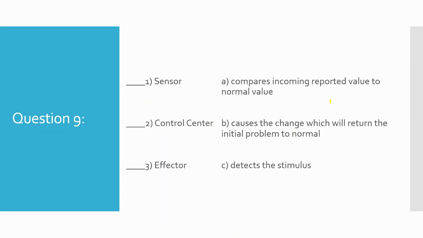All right, so let's quickly match up the three parts. The sensor is going to sense the changes, so it's going to detect the stimulus. The control center is going to process and assess the situation, so that's going to compare the new value to what normal is. And then the effector is actually going to do something, and that's going to cause the change that's going to return it back to normal.